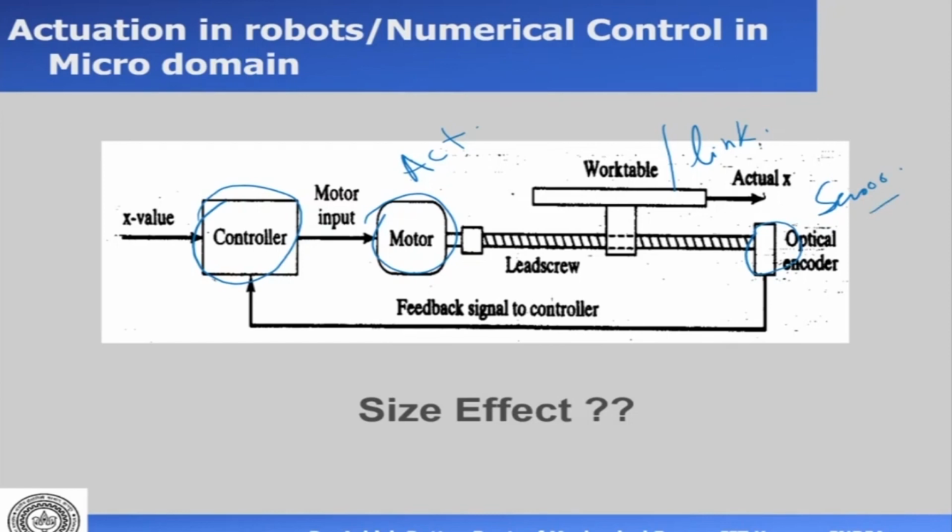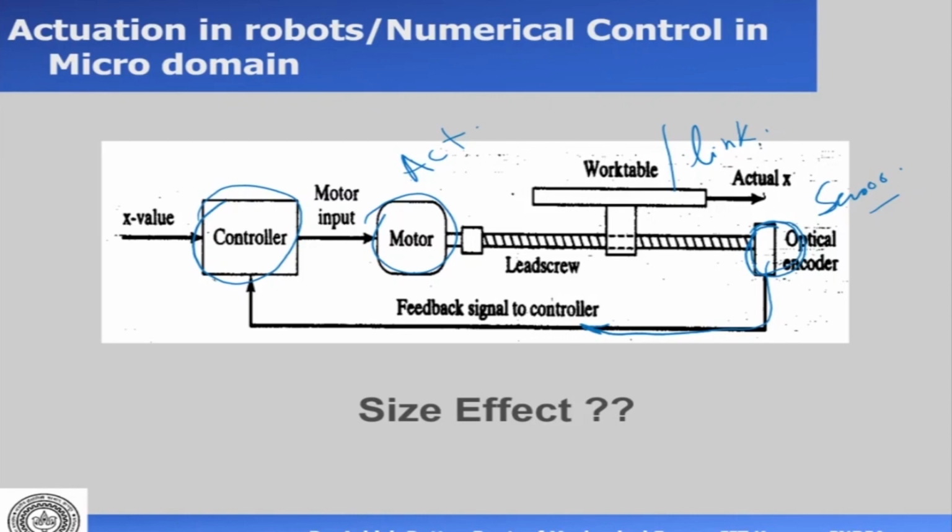So there is a controller. The controller actuates the actuator, which is a motor in this case, and the motor rotates, moving the work table or the link. And as it is moving, the feedback comes from the position sensor and goes back to the controller. Okay. Now, if you think a little bit, if you want to make a very small robot or a very small machine, would this structure still work?